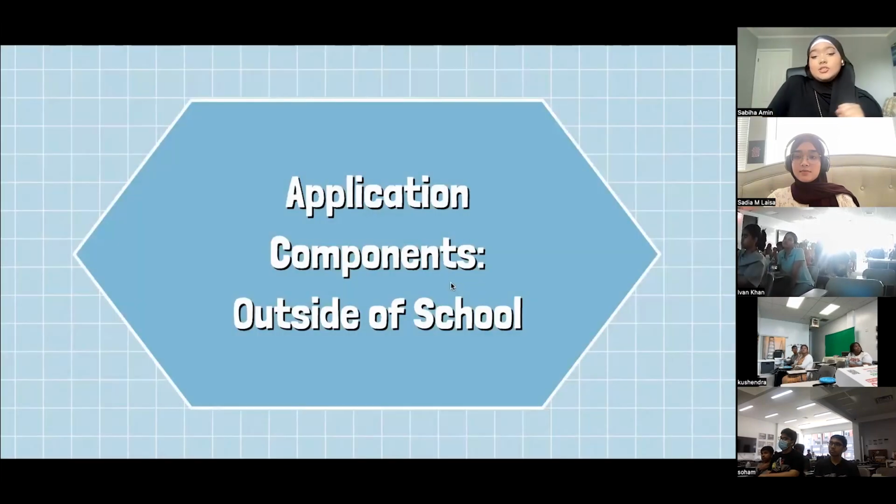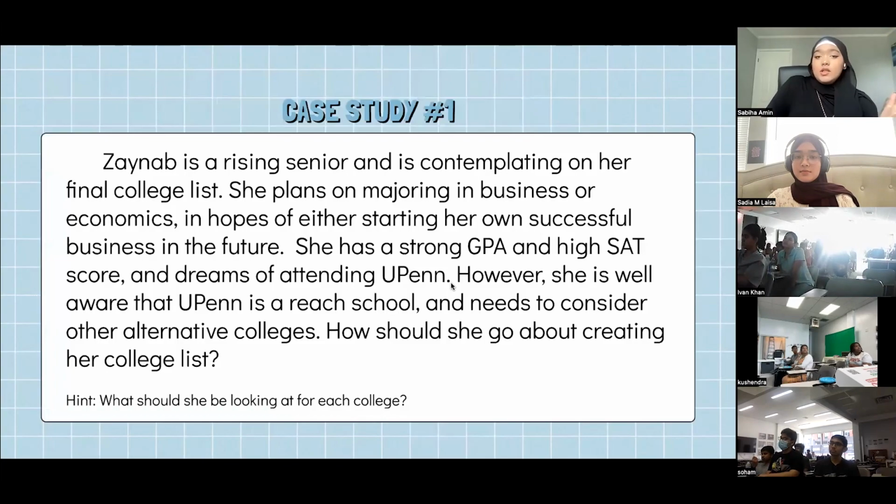So what are application components outside of just school? We're going to do a case study so we can better understand this idea. We have a student here. Zainab is a rising senior and is contemplating her final college list. She plans on majoring in business or economics in hopes of starting her own successful business in the future. She has a strong GPA and high SAT score and dreams of attending UPenn, which is an Ivy League. However, she's well aware that UPenn is a reach school and needs other alternative colleges. How would she go about creating her college list? Hint, hint, what should she be looking for in each college?